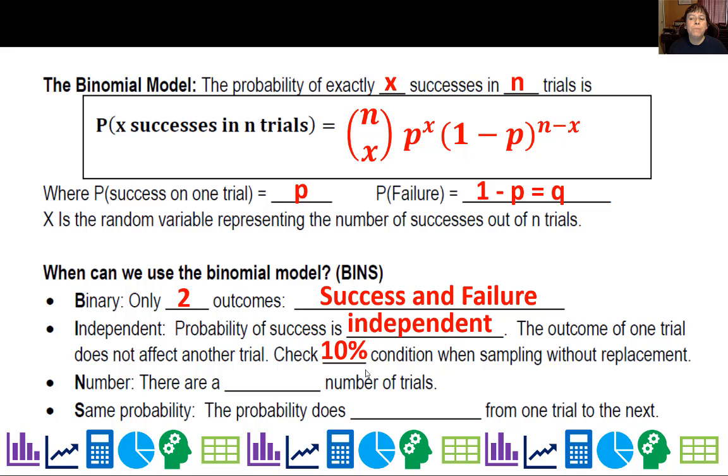N stands for the number of trials. There needs to be a fixed number of trials. Otherwise, we don't know what N is and we can't do combinations. And the probability has to be the same. So I want this formula. I don't need to be doing different probabilities all up here. If I'm doing that, I might as well do a tree diagram. So the probability does not change from one trial to the next.